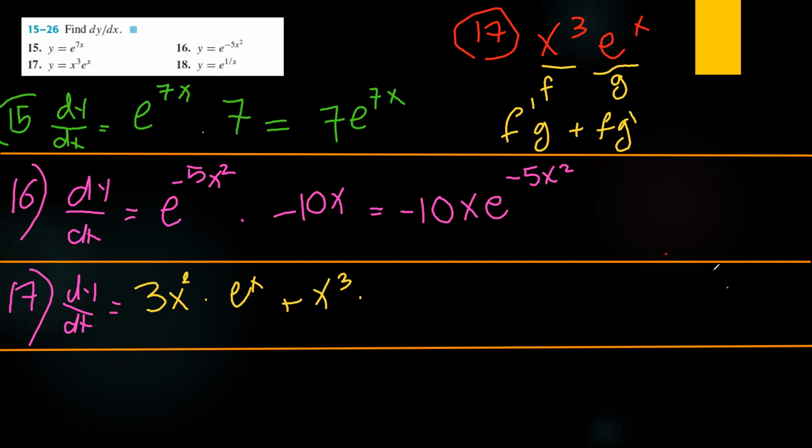Now what is the derivative of e to the power x? It will be e to the power x. So this is the final answer here: 3x squared e to the power x plus x cubed times e to the power x.